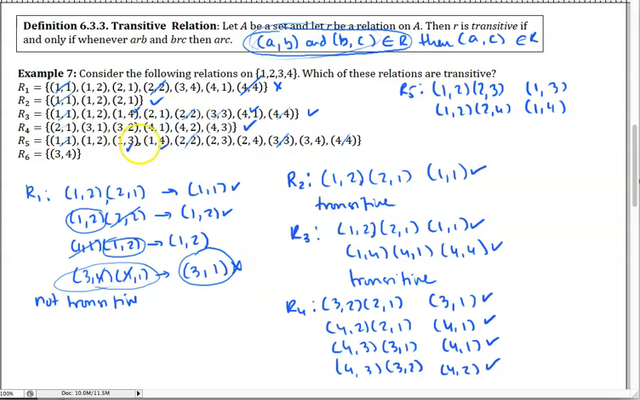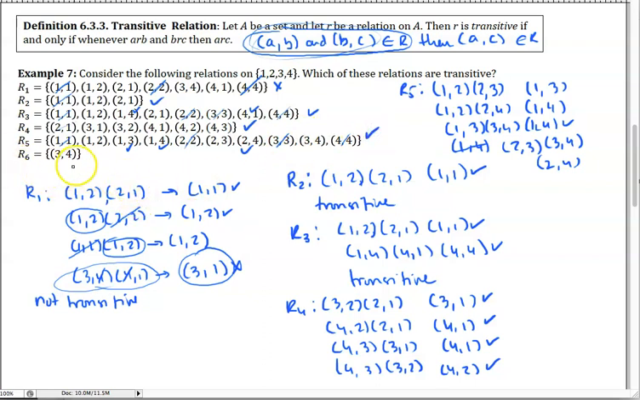How about (1,3)? (1,3) and (3,4), so (1,4) has to be in there, which it is. (1,3) and nothing else begins in 3. How about (1,4)? What begins in 4? (4,4), which is okay because it's a double, so I don't need to look at that. All right, (2,3). What starts with 3? (3,4). So (2,4) needs to be in there, which it is. (2,4), nothing starts with 4 that's not a double. (3,4), nothing starts with 4 that's not a double. So everything checked out, so that's also transitive.